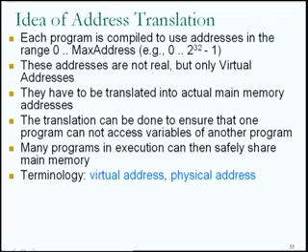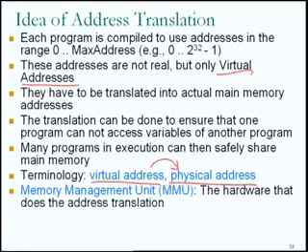And in terms of terminology, we refer to the fictitious addresses that are generated by the compiler as virtual addresses, and the actual main memory addresses that will be the result of translation as the physical address. So what translation does is it translates a virtual address into a physical address, and the physical address can go to the main memory or to the cache memory. As we have seen, this translation must be done by a piece of hardware, and we will refer to that piece of hardware as the memory management unit, abbreviated as MMU. So that is the hardware that does the address translation.